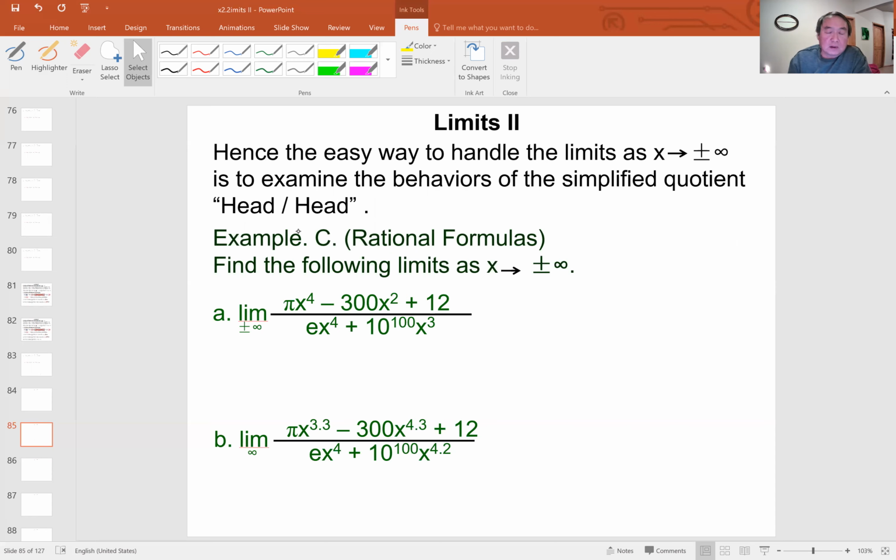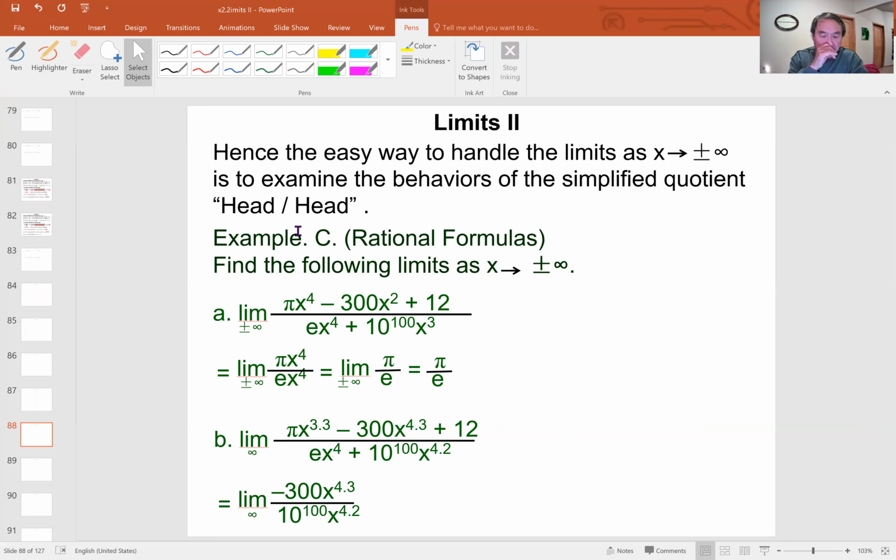So in other words, for rational functions, we can just drop the lower degree terms, take the head, the biggest degree, clean that up and see what happens. Then there's a constant, pi over e, because x to the fourth over x to the fourth cancels. For algebraic formulas, it's the same thing: look at the highest degree term. Oh, that's a 4.3 up there, and on the bottom the highest degree is 4.2. Cancel the degree, and you still have x to the 0.1 left. But that still makes it infinity, right? So the limit is going to minus infinity. Because you still have the 10th root of x, but that's enough because x is going to infinity, so the 10th root is going to infinity. So these are the behaviors in rational functions.